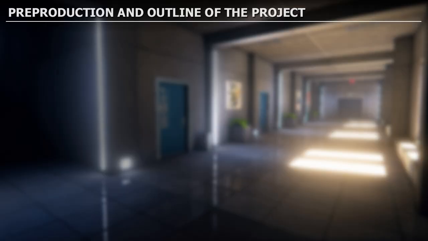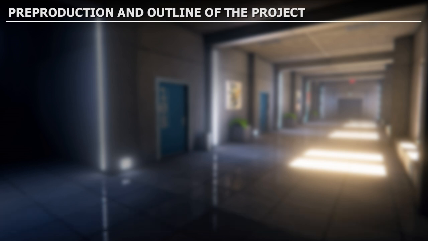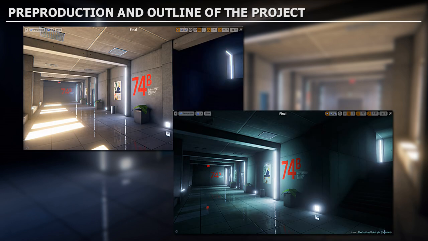First thing I do before I work on any project is spend time figuring out what I'm going to do. So I write up an outline and create a plan of action for the next 10 hours. The idea for this environment is to create an office building floor using existing static meshes and only focusing on a small section of the corridor or the hallway.